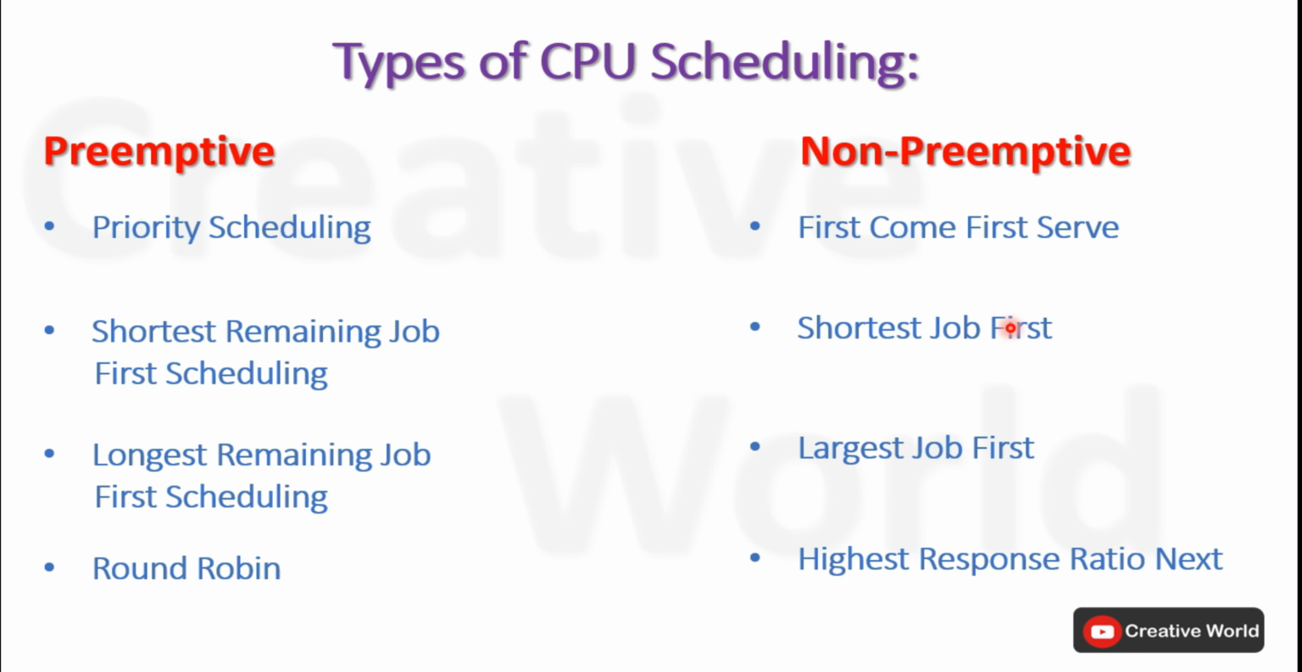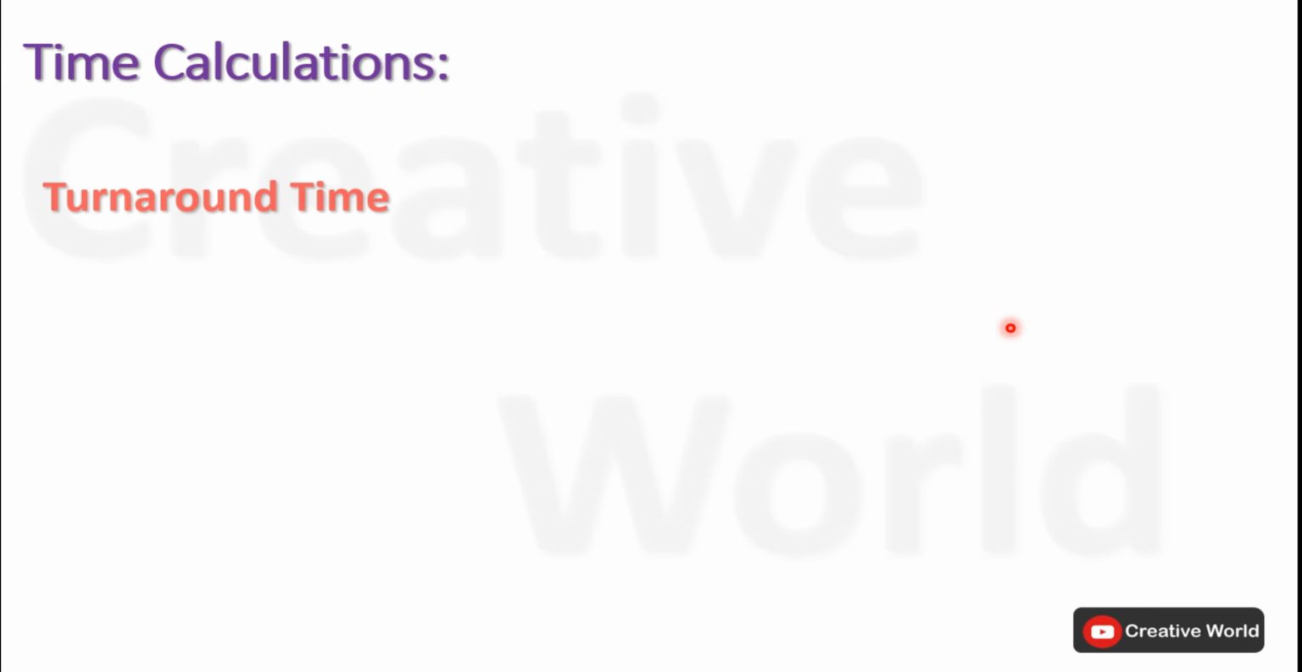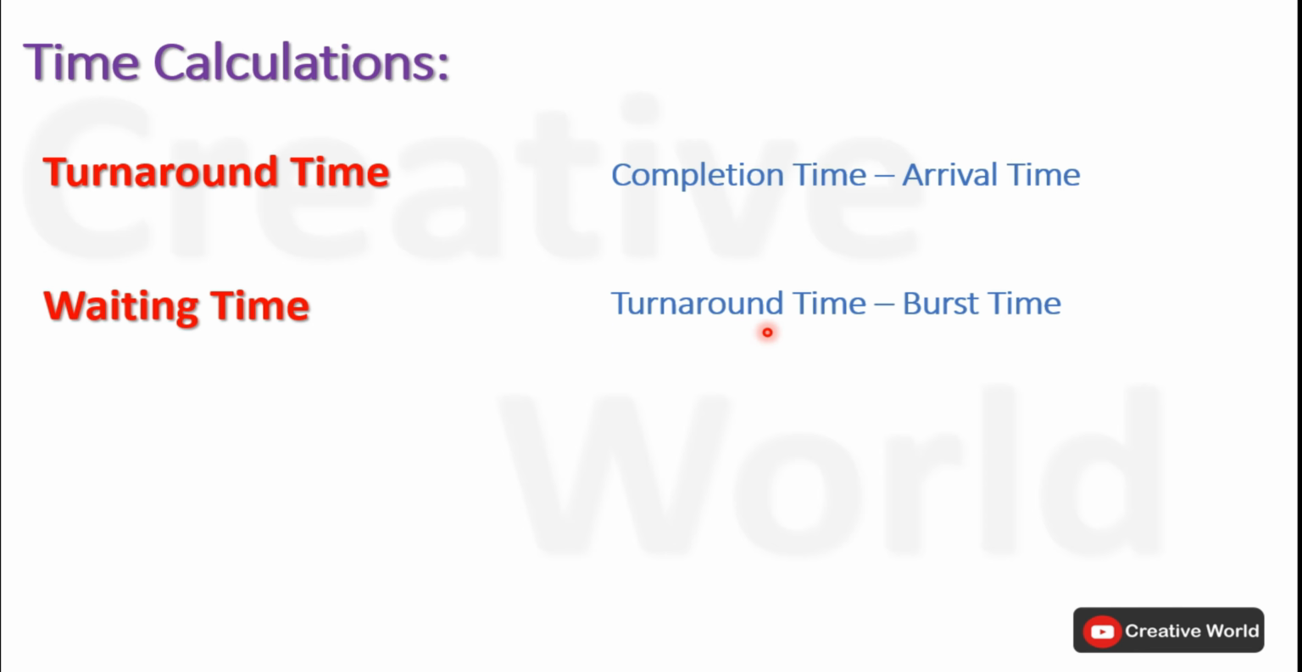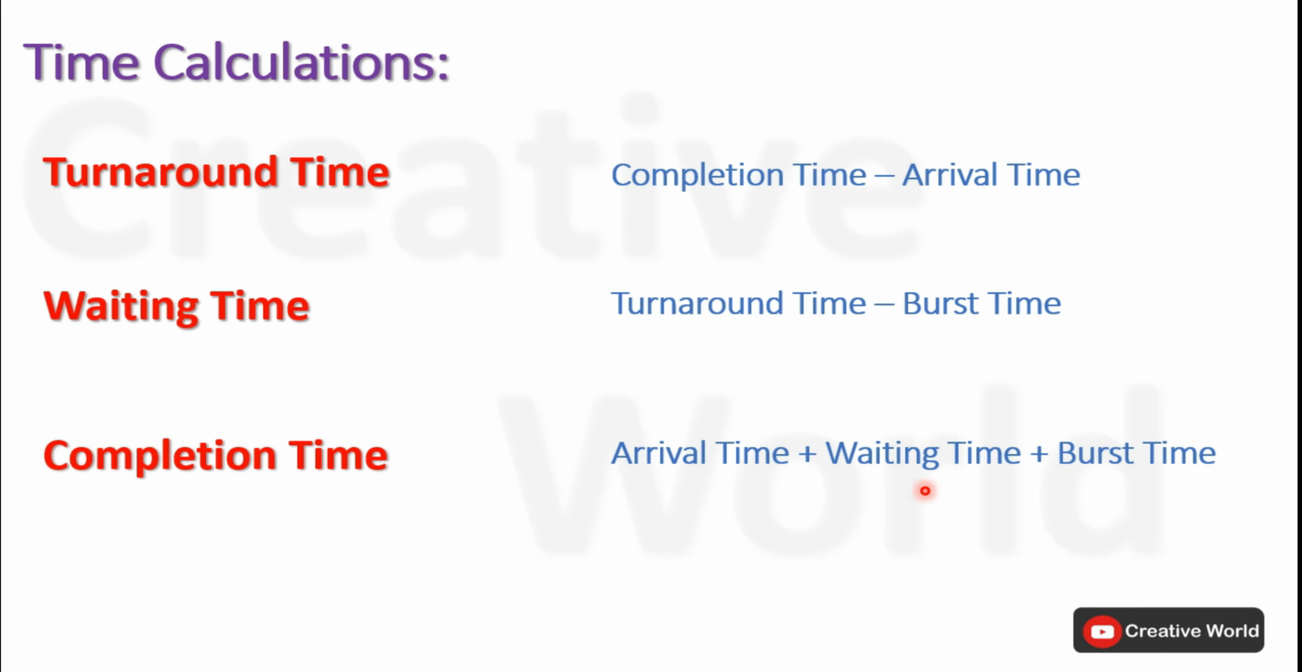Before going into depth of these algorithms, first of all we have to remember some time calculation formulas. The first formula is turnaround time, that is equal to completion time minus arrival time. The second formula is waiting time, that is calculated using this equation: turnaround time minus burst time. And the third one is completion time, that is equal to arrival time plus waiting time plus burst time. So these formulas will be utilized while solving problems using these algorithms.